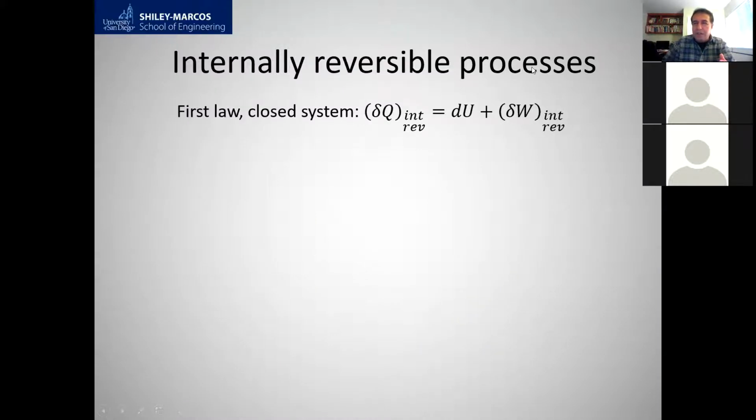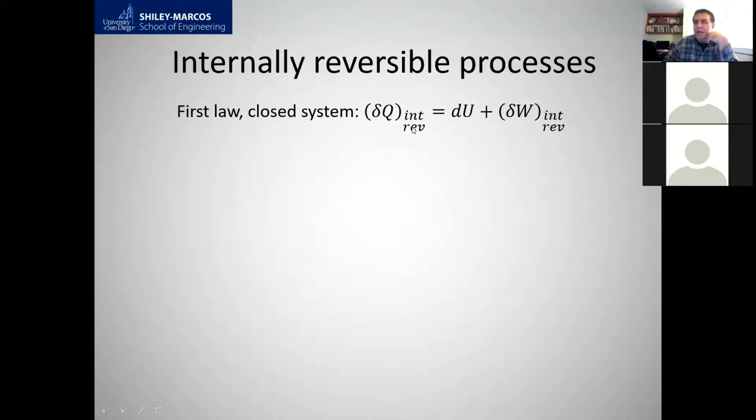Internally reversible processes, first law, closed system. In calculus, del refers to partial derivatives, and d is just the derivative, like the change of velocity with respect to time, or dy/dx. Acceleration equals dv/dt, the change in velocity with respect to time, and dx/dt, the change in position with respect to time, we call velocity, and so on.